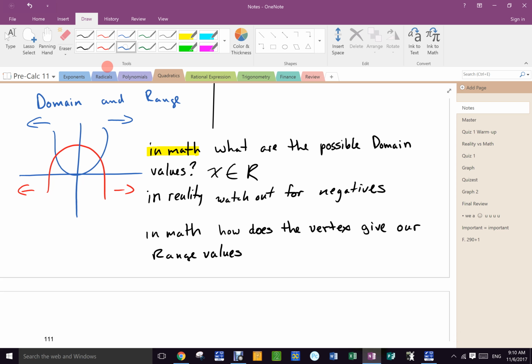So I'll do the blue one first. Let's do this though. That vertex right there is 0, -5. So how does 0, -5 give us our range values?